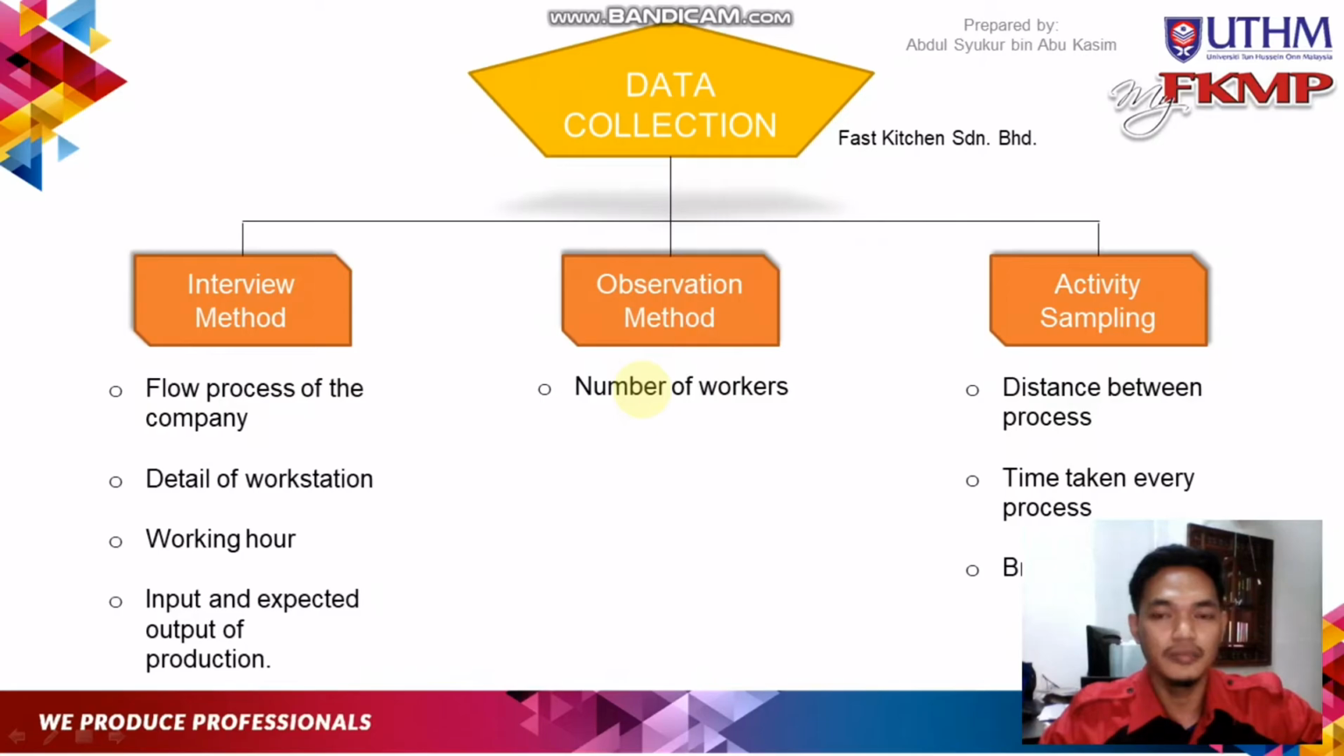For the data collection, based on the company Fast Kitchen Sendirian Berhad, there are three methods: interview method, observation method, and activity sampling. Through the interview with the owner of the company, the process flow will be obtained, with details of workstations, working hours, and the input and expected output of the production process. The number of workers will be observed, and the last one is activity sampling to measure the distance between processes, the time taken for every process, and also the break time for every staff.